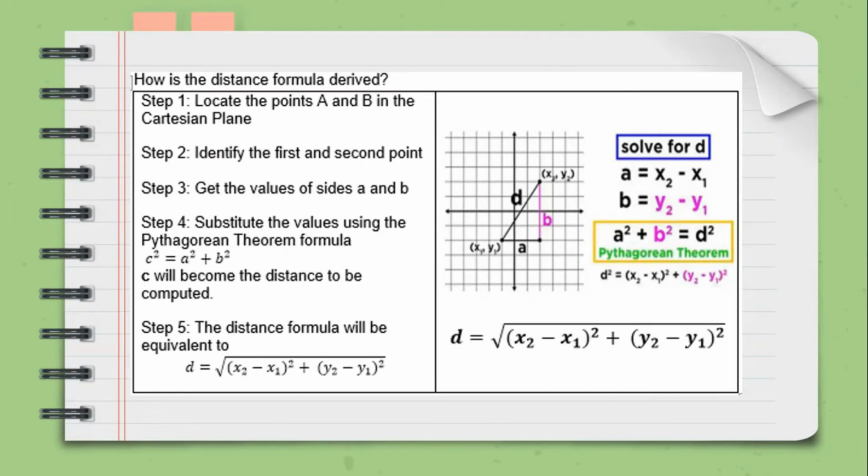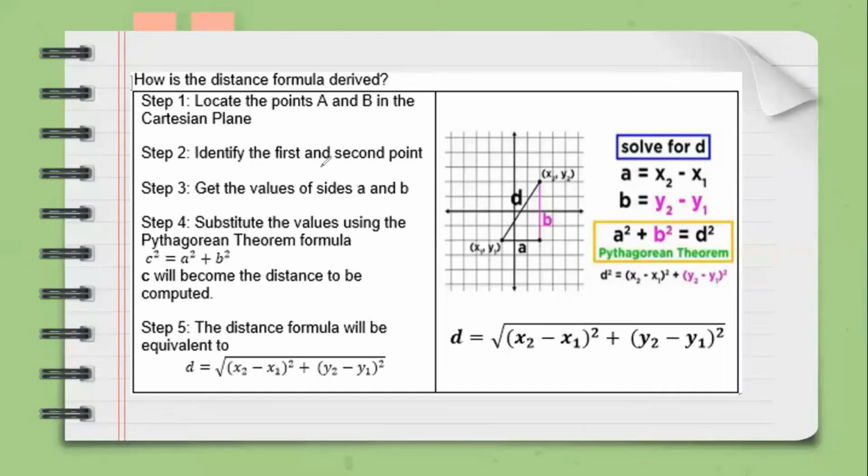So let's start. How is the distance formula derived? This is the first objective, if you recall: how to derive the distance formula. You must have a Cartesian plane. The requirement is to have a Cartesian plane and two points. Plot the two points in the Cartesian plane. Any location in the Cartesian plane will do. You can plot the two points, then connect them.